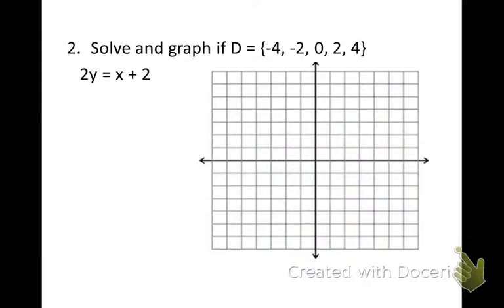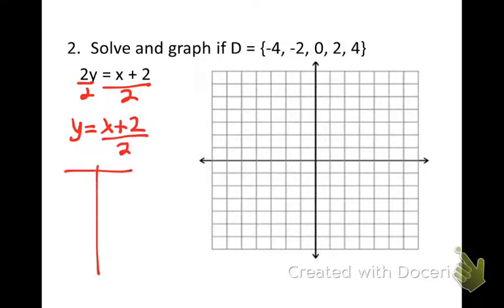Alright, this was a solve and graph given this domain. So again, the first thing I need to do is divide it all by 2. Won't go into everything, so we'll probably just leave it. Y equals x plus 2 all over 2. And I think I'll just leave it in that way now. And -4, this one looks a little easier though because I'm putting in even numbers. Last time we put in some odd numbers.